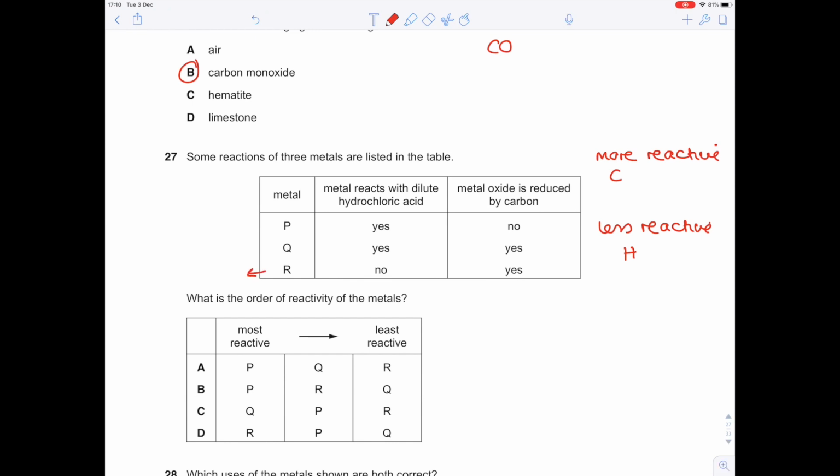So that means that R is the least reactive. Now, if it isn't reduced by carbon, then that means it must be more reactive than carbon. So it must be the highest in the reactivity. So I'm thinking P is the most reactive or has high reactivity. So it's actually going 1, 2, 3. So we're going PQR, so 27A.